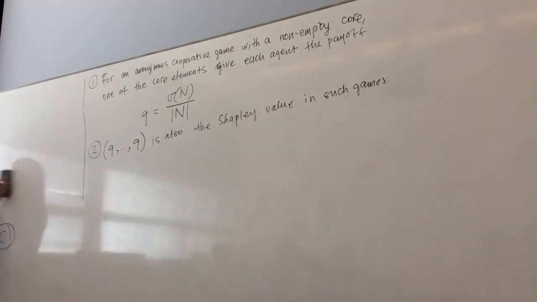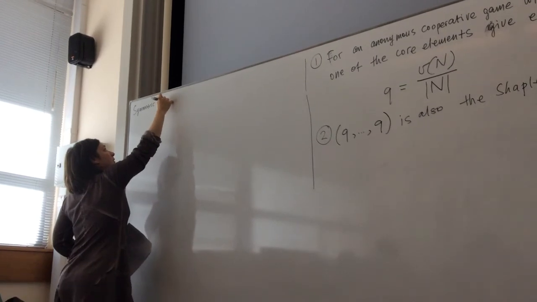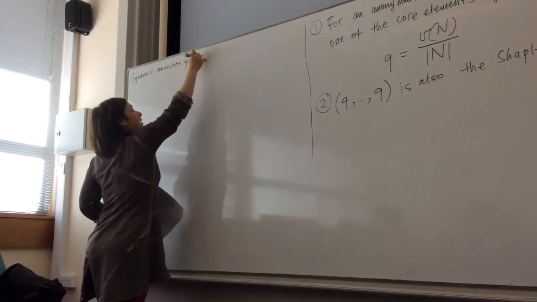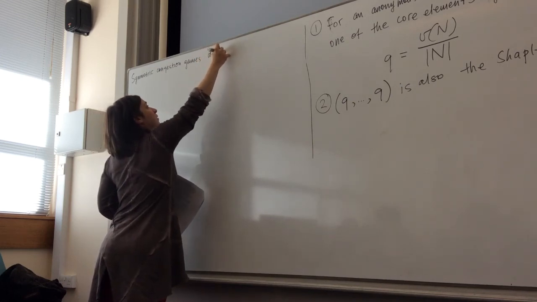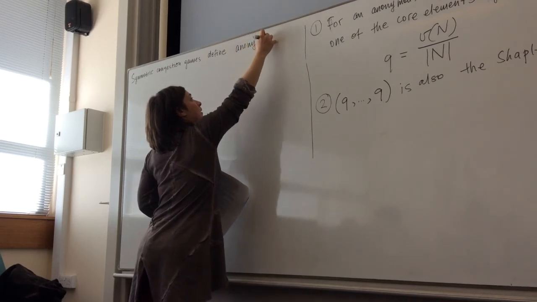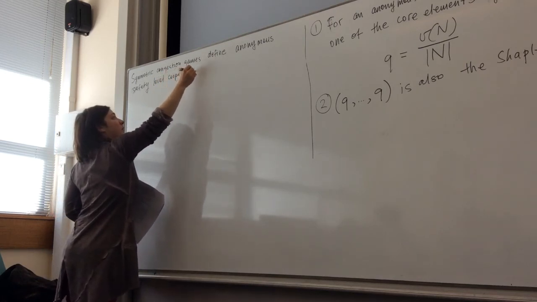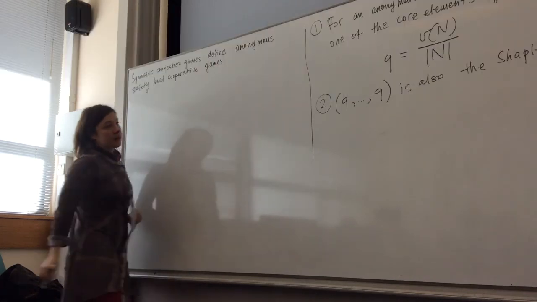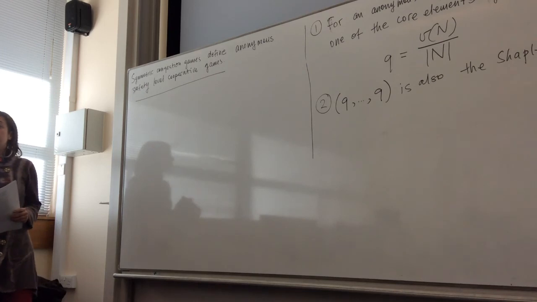Now, that's given that the game is anonymous, and indeed, when we look at congestion games, symmetric congestion games, they define anonymous cooperative games with safety level values. And some of these facts will hold for those games. But they are, once again, conditional on the core being non-empty.